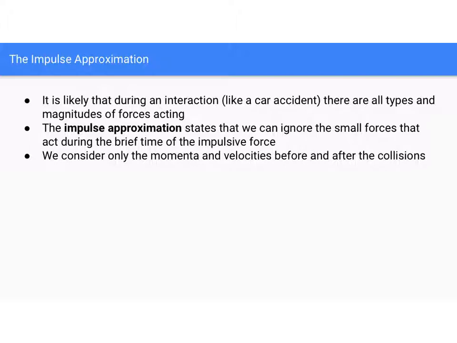The impulse approximation: it's likely that during an interaction, like a car accident, there's all types of forces and magnitudes, and those are constantly changing. So what we do is we use an approximation, and we ignore all that other stuff, and we just focus on averaging out the forces, but we only think about what's happening before the collision and after the collision. So during the collision, that's really, really complicated. But with momentum, we just care about what happens before and what happens after. And we say whatever's in between, we're not even going to worry about that.